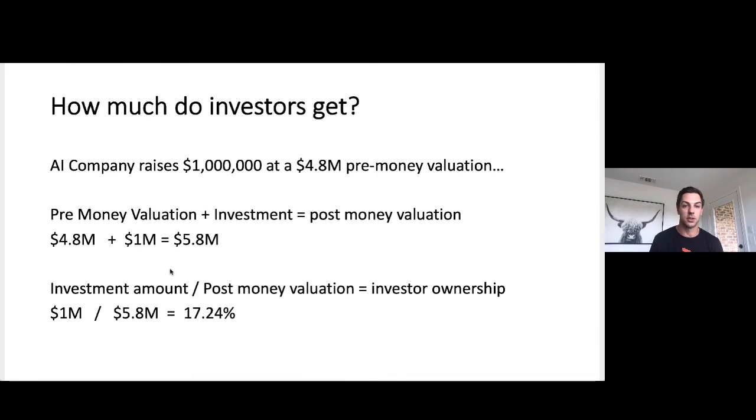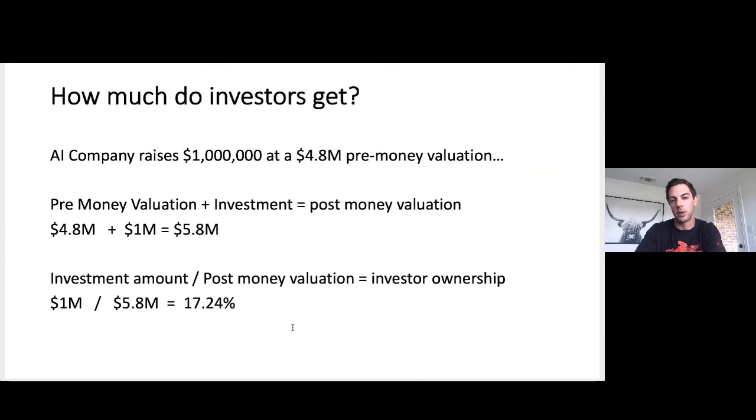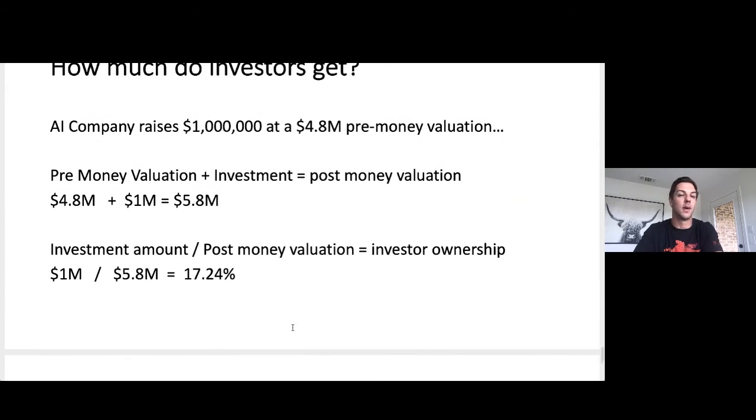So how much do the investors get? Well, if they invested $1 million at a $4.8 million pre-money valuation, then the formula is simple. It's 4.8 million plus the investor's $1 million equals a post-money valuation of $5.8 million. And this formula is very simple, but it's very important to understand. The investment amount, that $1 million, divided by the post-money valuation means the company has sold, or will be selling, 17.24% equity to investors.